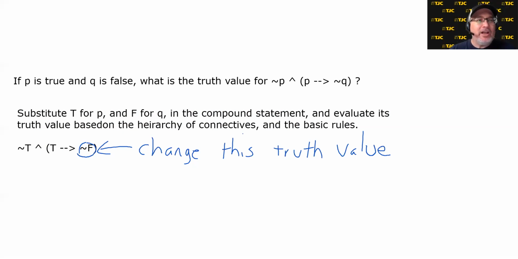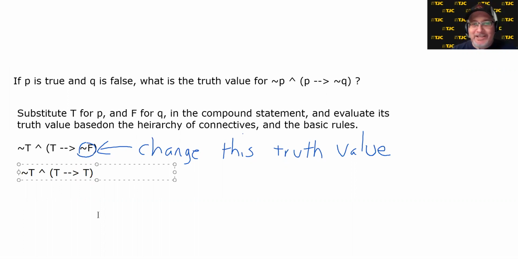All right, so what would that look like if we did that? If we played out that first move, we would still be left with negation true and true pointing to, now the negation of false is true, and now we have that.